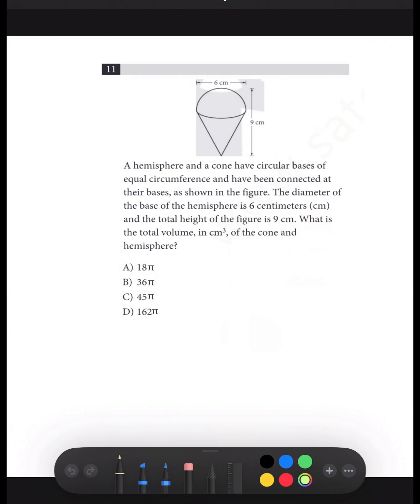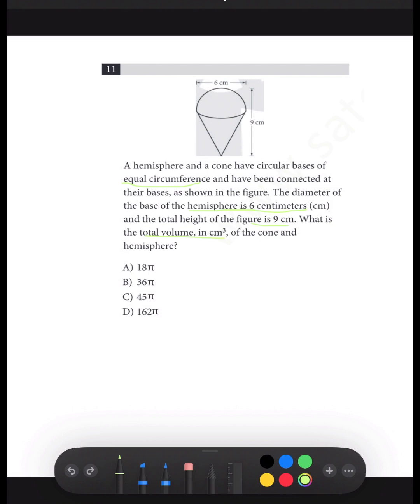A hemisphere and a cone have circular bases of equal circumferences and have been connected at their bases as shown in the figure. The diameter of the base of the hemisphere is 6 centimeters and the total height of the figure is 6 centimeters. What is the total volume in centimeters cubed of the cone and hemisphere?